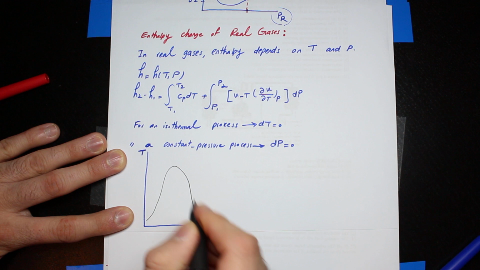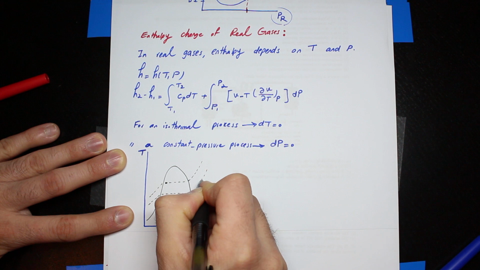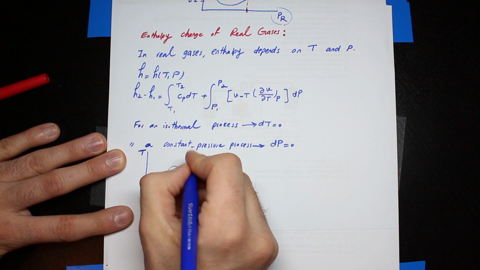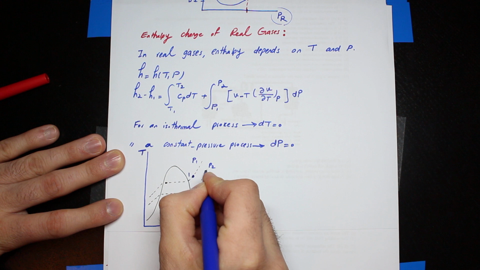And I have two constant pressure lines. So these are high pressures, basically. Let's call this one P1 and this one P2. My goal is to find the difference between enthalpies between 1 and 2.